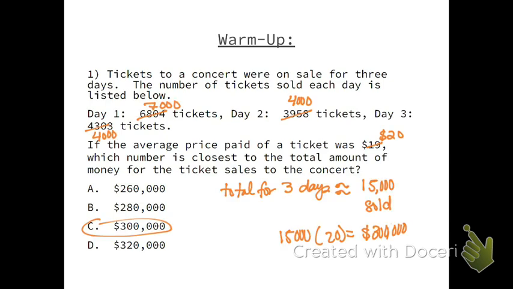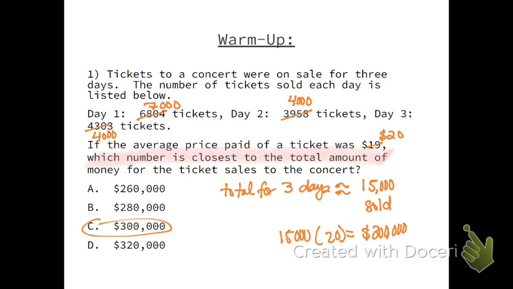All right, now that you've had a chance to try this one, let's take a look. So first of all, they're asking us to come up with something close to the actual answer, which means they're asking us to estimate. So we're going to take all of these numerical values and round them off into nice round numbers to estimate with. So for day one, instead of 6,804 tickets, we're going to estimate it to be about 7,000 tickets.